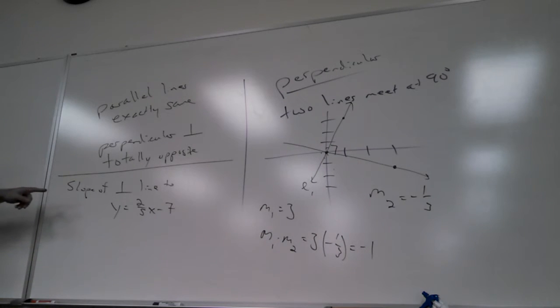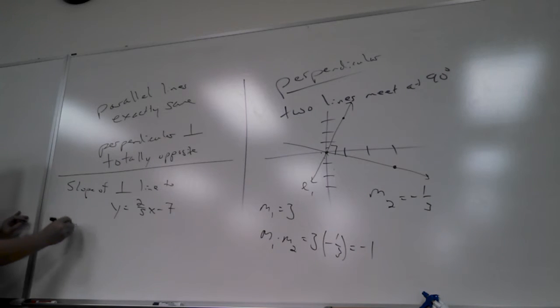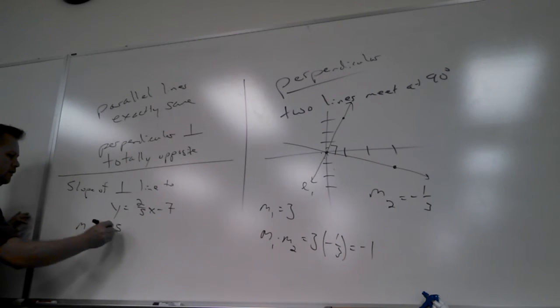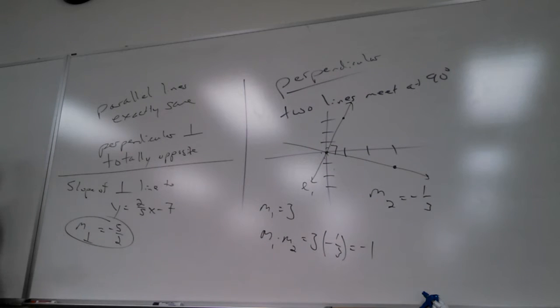Yeah, because what's that guy's slope? What's that guy's slope? 2/5. So it's the perpendicular slope. It's got to be the negative reciprocal, negative 5/2. So perpendicular slope would be negative 5/2.